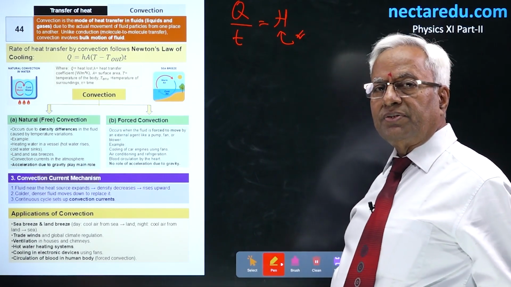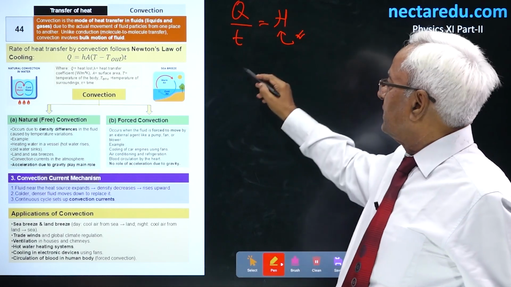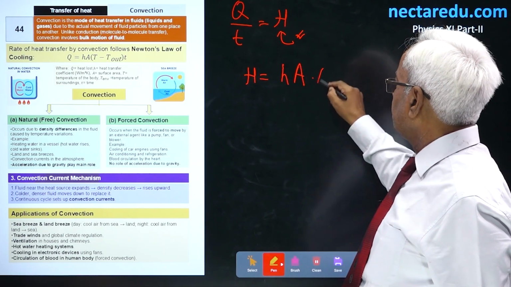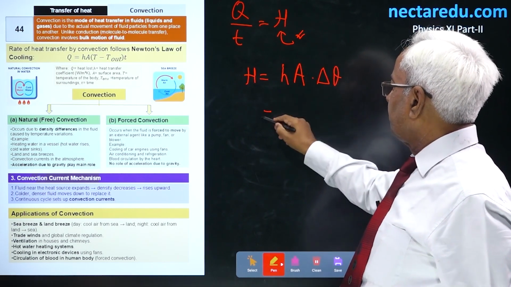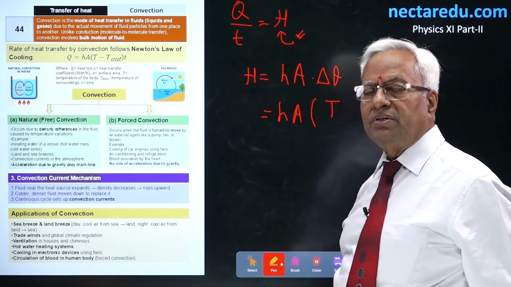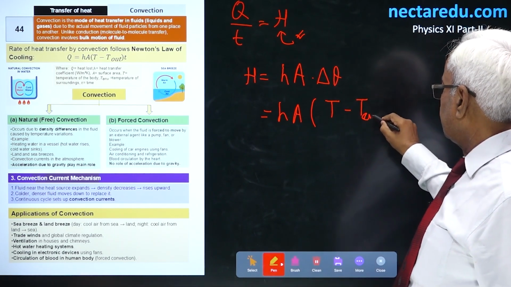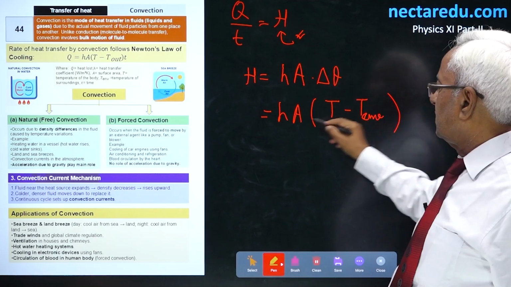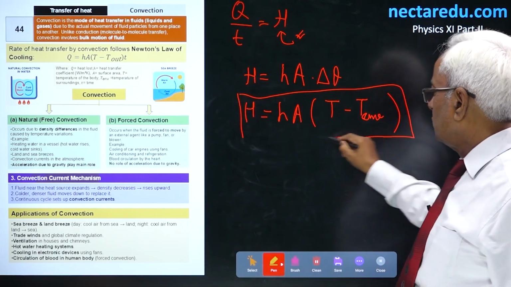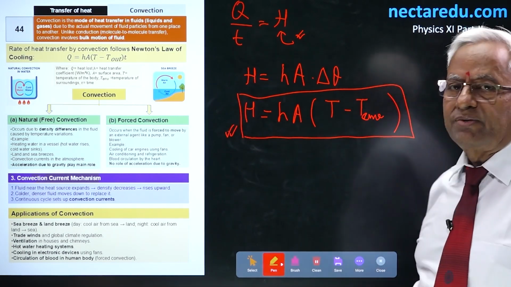When the heat transfer takes place with the help of convection, then this rate of heat transfer is represented by H = hAΔθ. Then what is delta theta? It is the temperature difference between that of the environment and the main fluid. This is the temperature difference between the two. This you could say is the thermal current by convection.